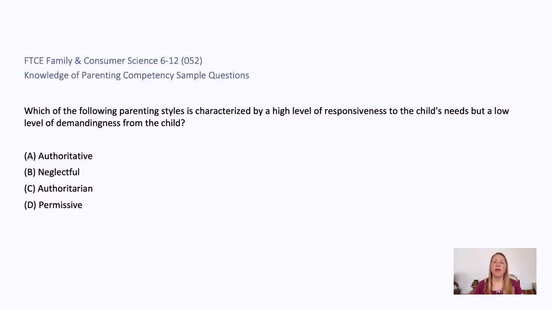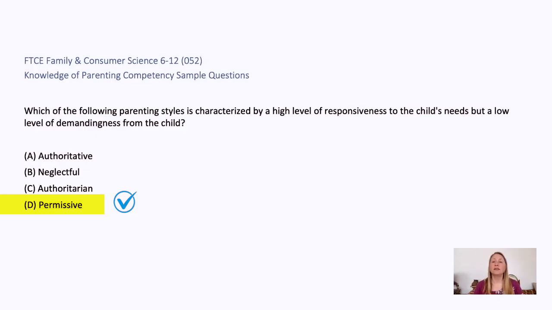A, authoritative is incorrect. Parents are both loving and set clear rules, so they are high in both responsiveness and demandingness. B, neglectful is incorrect. Parents don't respond much and don't set rules. C, authoritarian is incorrect. Parents set lots of strict rules but aren't very warm or responsive.